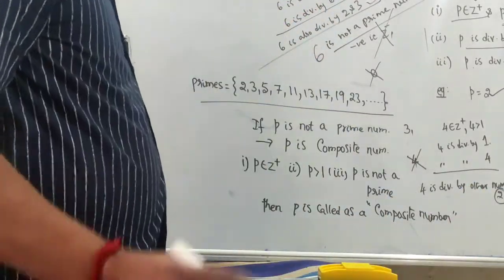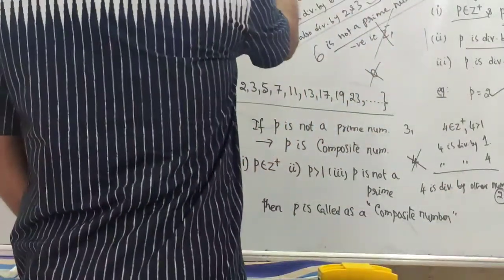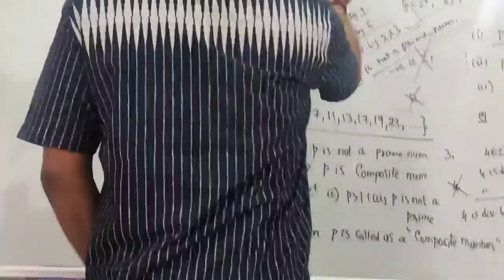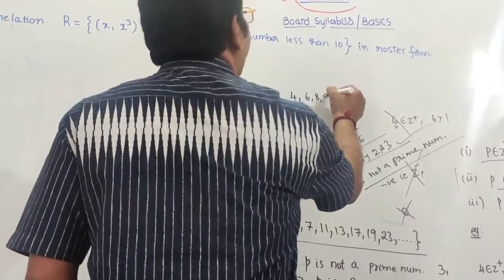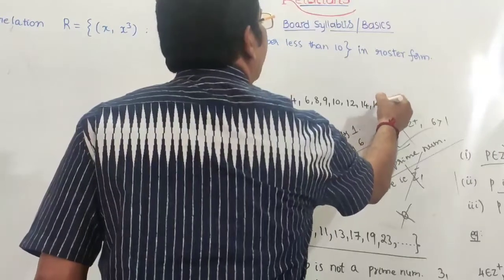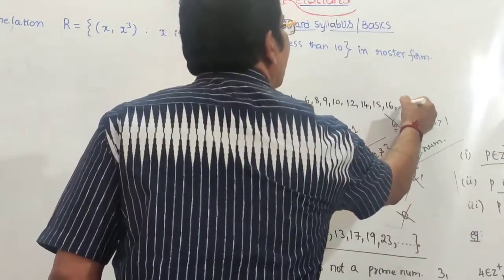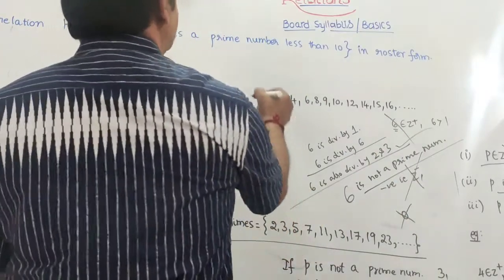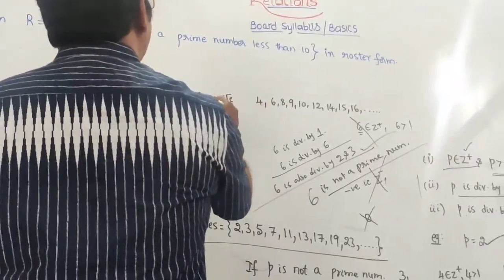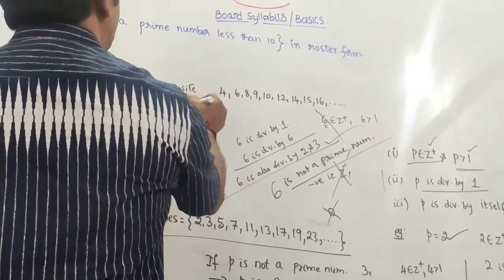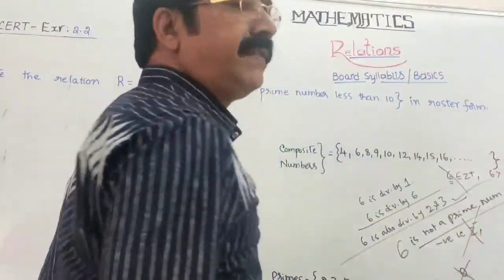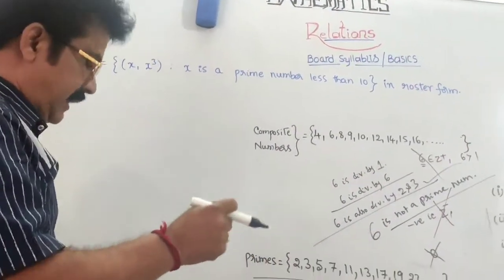Come on, tell me some composite numbers. For example, 4 is a composite number because it is not a prime number. Next, 6, 8, 9, 10, 12, 14, 15, 16, like that. Understand? This is the set of composite numbers. Of course it is also infinite.